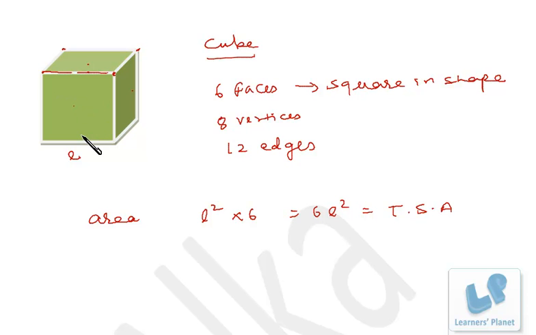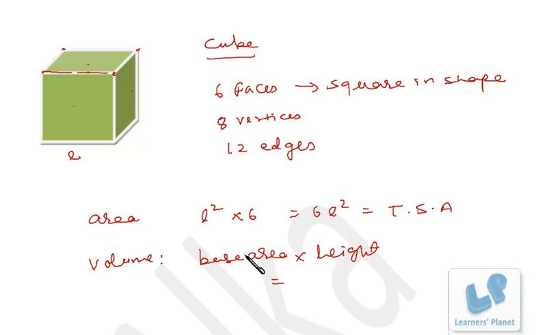The area of one face is L square since it is square in shape and there are 6 faces in the cube. So the total surface area will be 6 times the area of a square, that is 6L square. Similarly, we can find out the volume. Volume is base area into height. For any straight figure like this, you just find out the base area and the height, and that will be the volume of the given 3D figure.